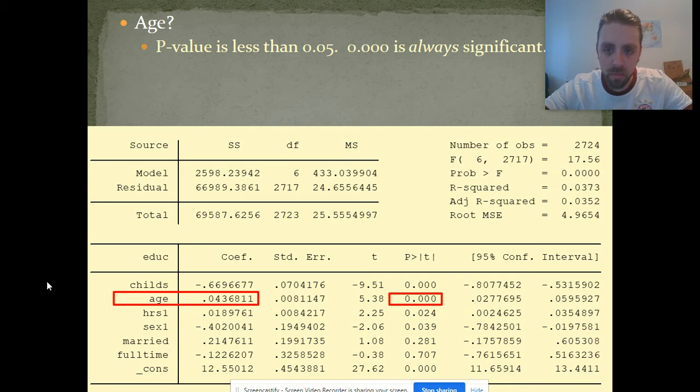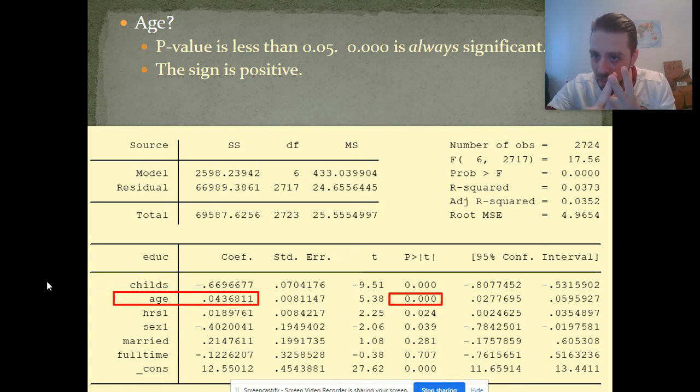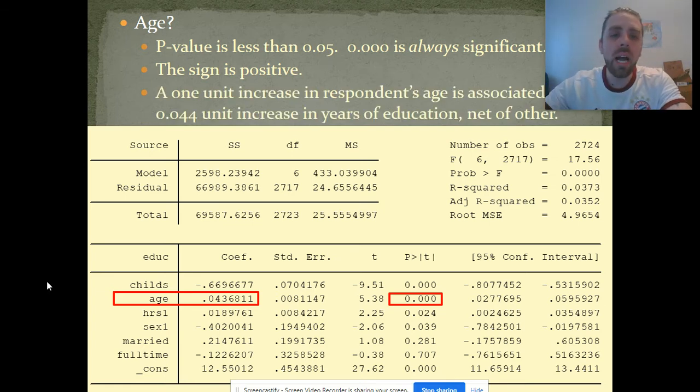What's the direction? The coefficient is 0.0436811. That's a positive number. Therefore, it is an increase. So, knowing that I have a significant positive coefficient, a 1 unit increase in respondents' age is associated with a 0.044 unit increase in respondents' years of education, net of other effects.